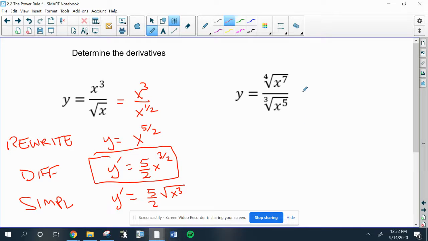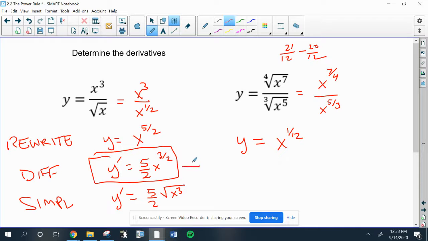So the next one is, make sure you pause and do this one. Hopefully, if you're watching what I'm doing now, you've already done this. We want to subtract those exponents first. So we have a 7/4 minus 5/3, which is going to be common denominator of also 21/12 minus 20/12. So this function rewritten is just x to the 1/12.